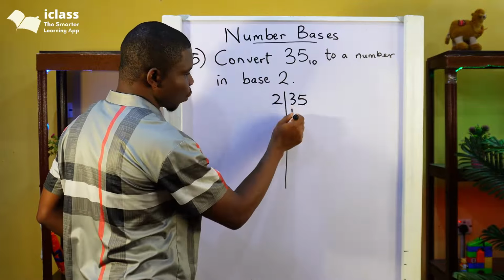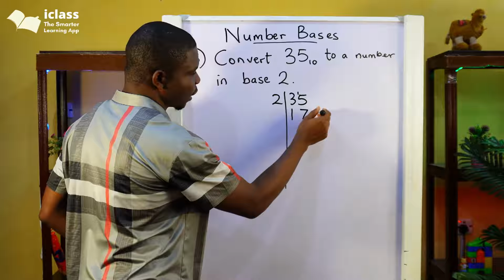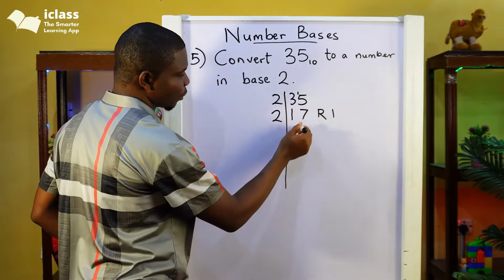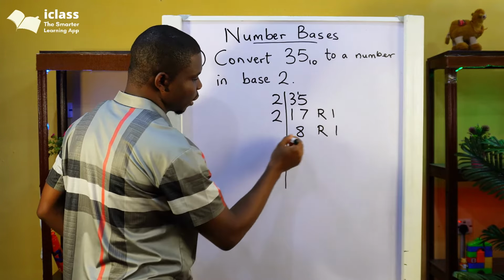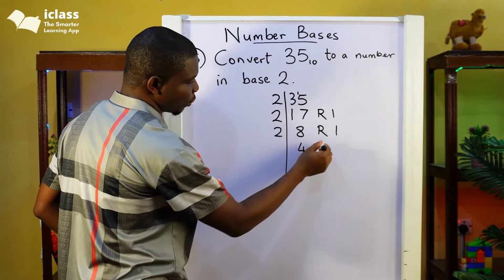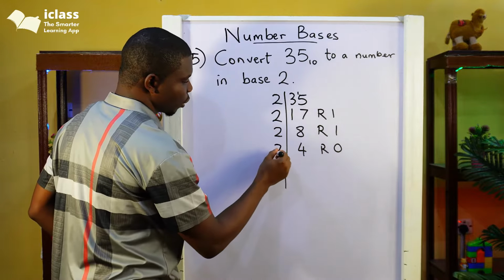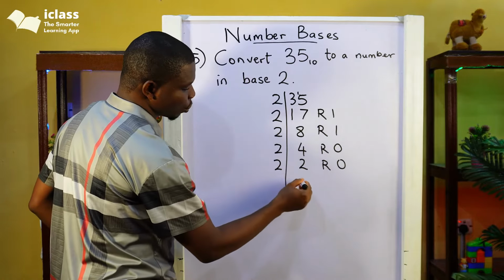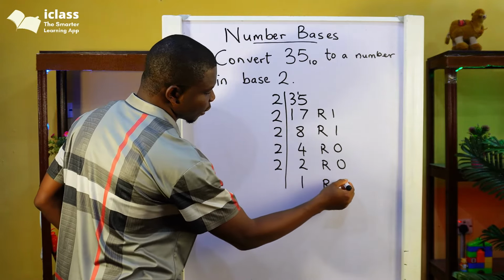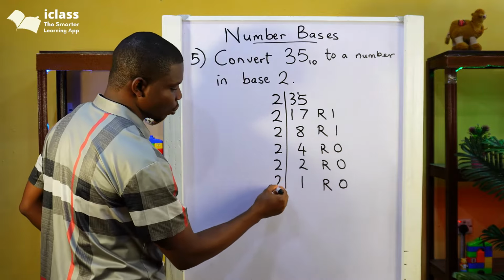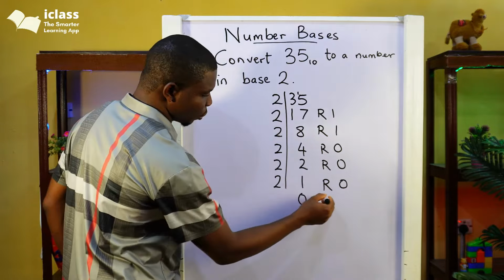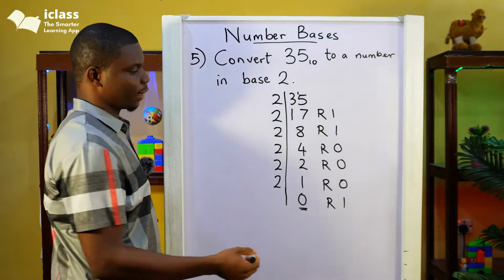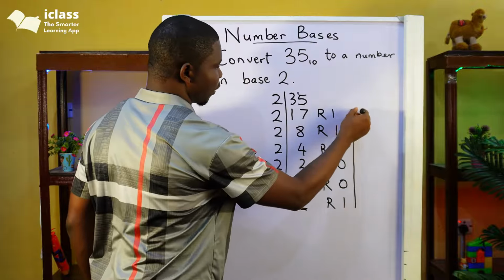2 into 3 is 1, remainder 1, into 15 is 7, remainder 1. 2 into 17, this will give us 8, remainder 1. 2 into 8 is 4, remainder 0. 2 into 4 is 2, remainder 0. 2 into 2 is 1, remainder 0. And then 2 into 1 is 0, remainder 1. So you have to divide until you get to 0, right? And then you read up the remainder from bottom up.